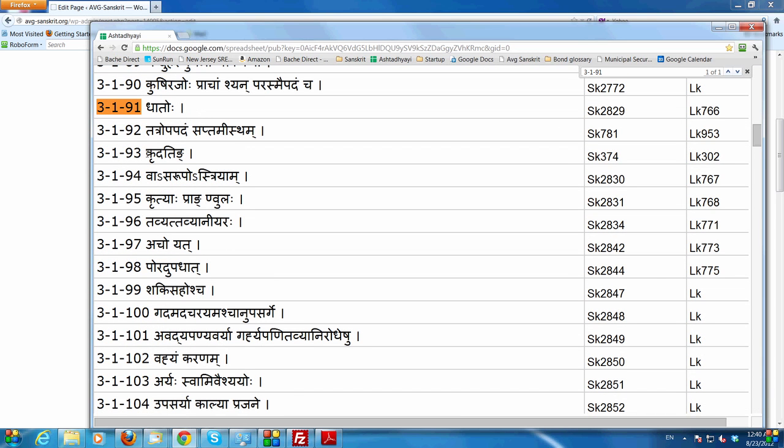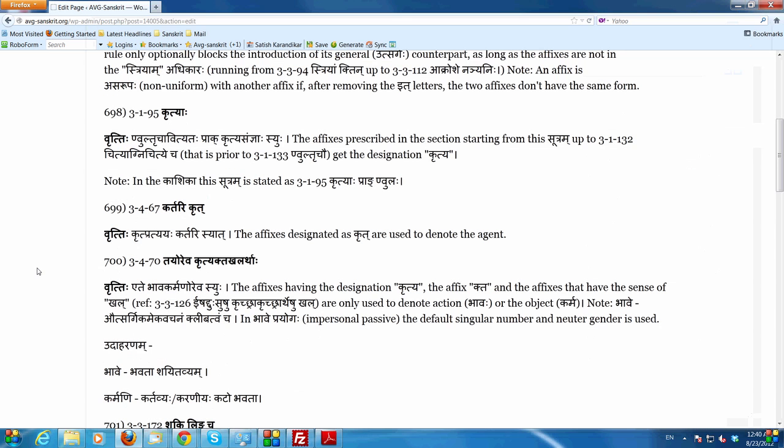Krit things start from 3.1.93. It goes all the way to the end of chapter 3. Krityaha goes from 3.1.95 to 3.1.132. So this sutram Kartari Krit is giving a prescription for any Krit pratyaya, including the Krityaha, but as a starting point, as a default. It's going to have some exceptions. But as a starting point, we will take a look at the sutram Kartari Krit.